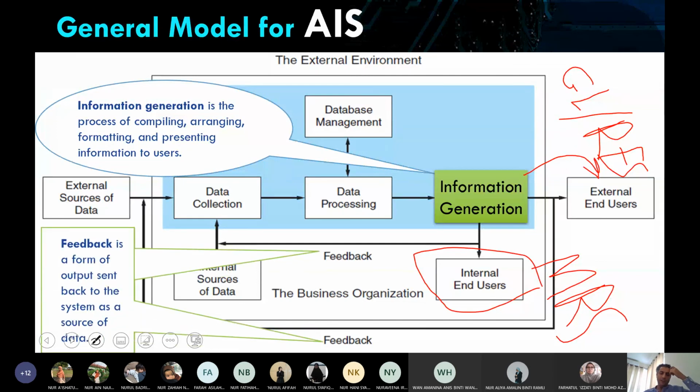So then we have feedback. It comes from the internal or external users, which we'll consider as also a source of data.